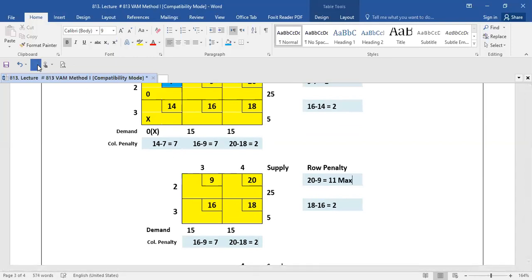You see that 11 is maximum, this penalty is maximum. So you will make your allocation in this row. In this row, 9 is minimum. This cell has the minimum cost. So I will highlight it. I highlighted this for your convenience and to make it more understandable. So I will make my next allocation in this cell.